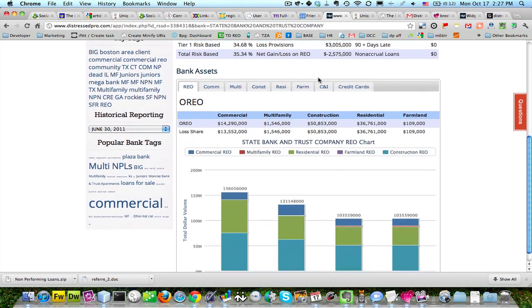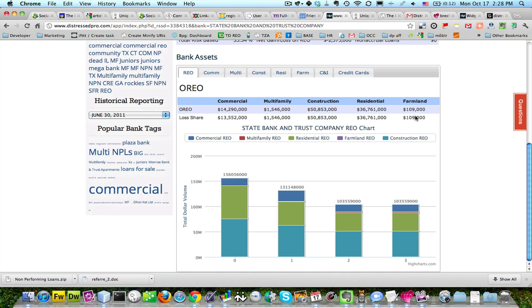Then we get down here into the bank assets. Okay, the first thing that we have is an overview of the REO, and you can see that this particular bank, State Bank and Trust, has got some loss share agreements in place. In fact, most of their REO is covered under loss share agreements, you can see here, and whether or not REO or non-performing loans are covered under loss share agreements is going to dictate how those things are sold or disposed of. And again, we've got some information, hours of podcasts and whatnot to teach you about how that works.